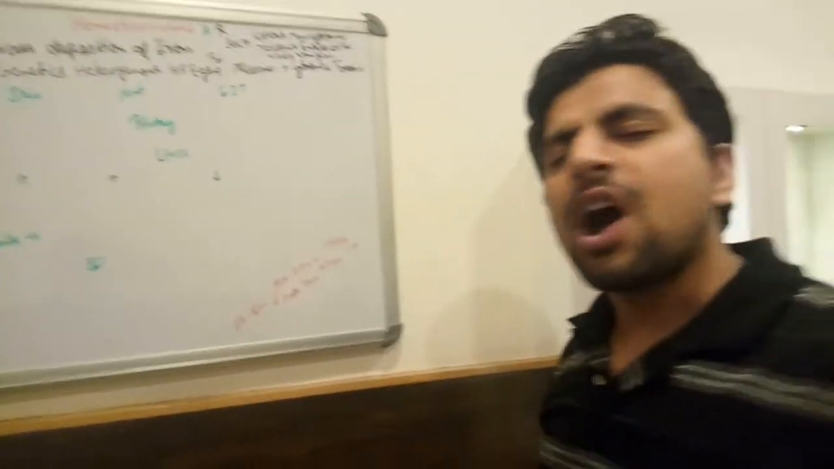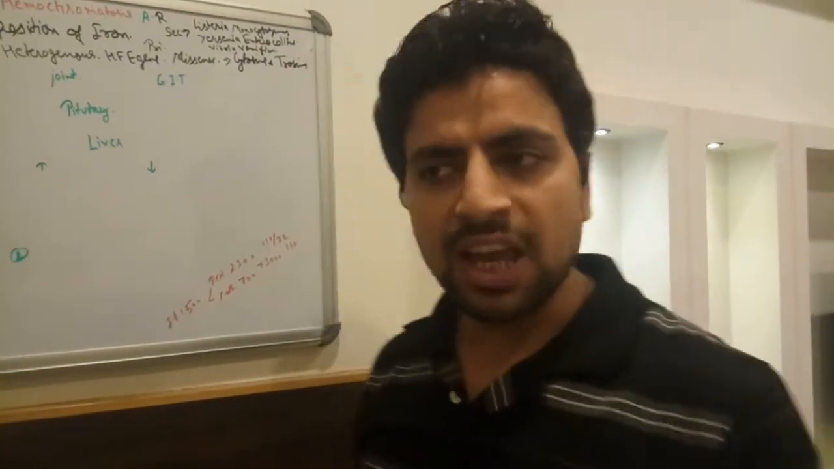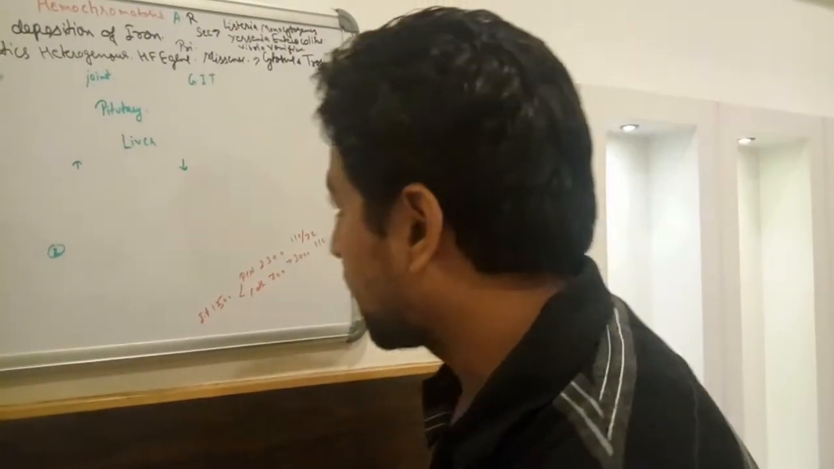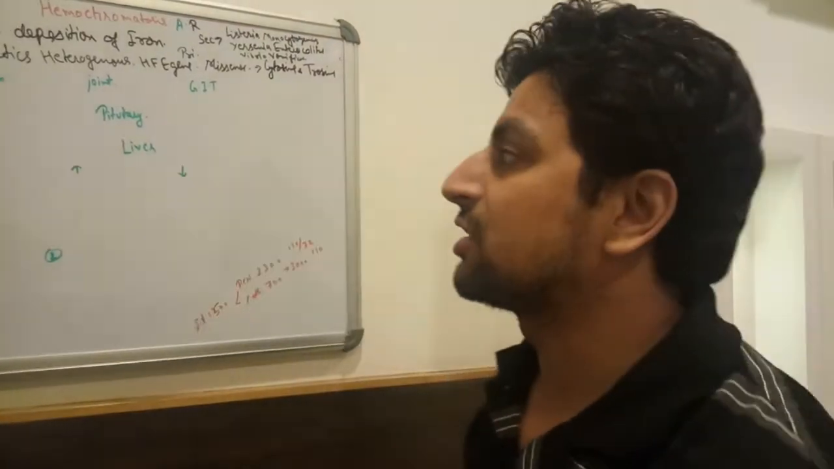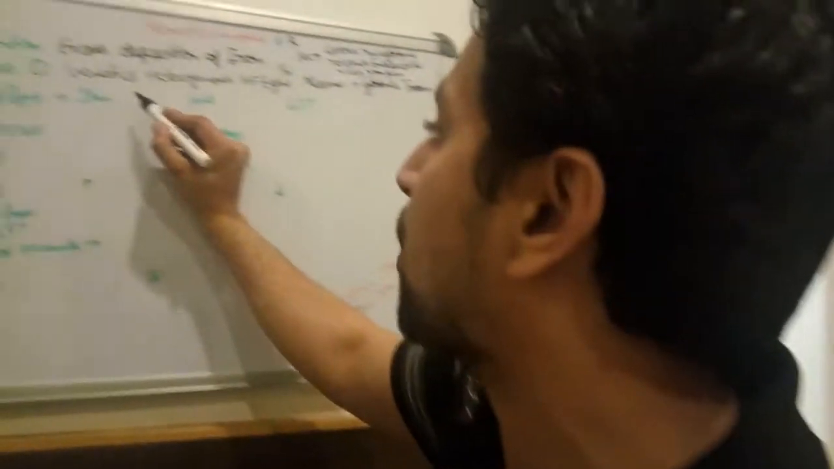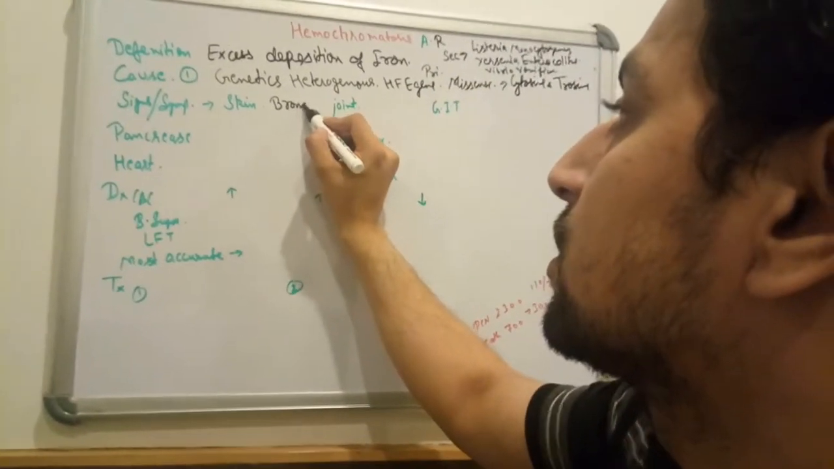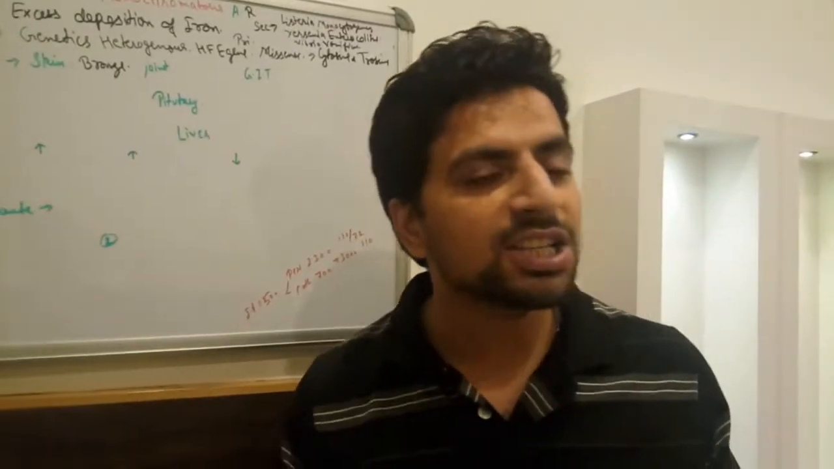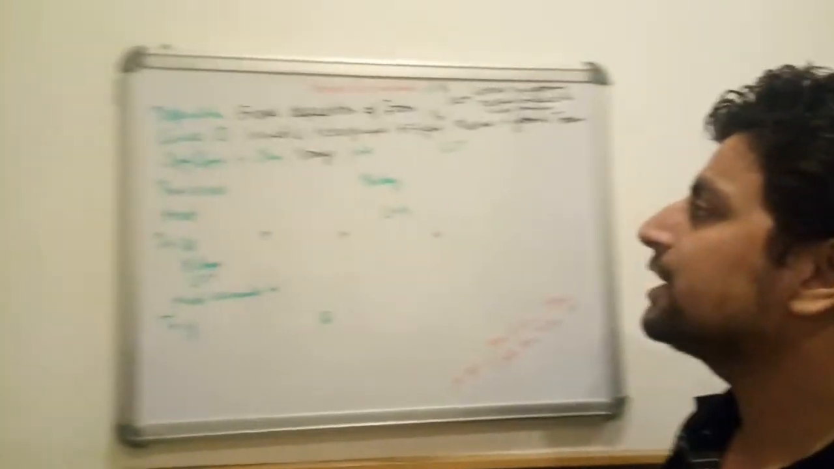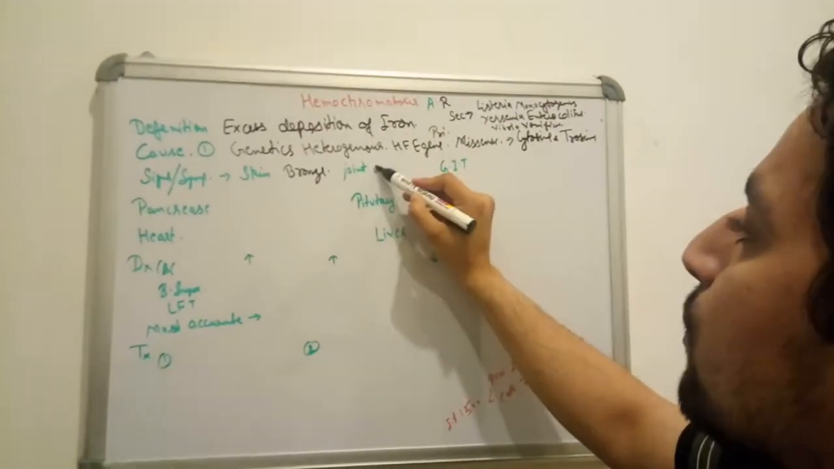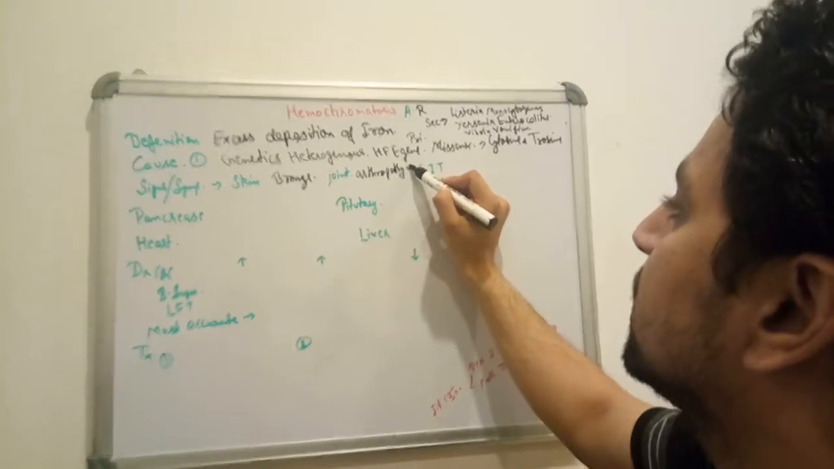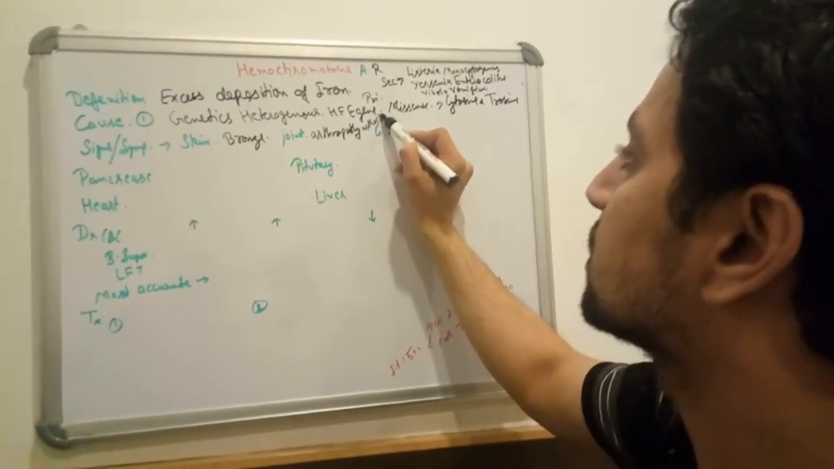Okay. Now, how to identify this disease, hemochromatosis? Yesterday, I saw a patient. He came, his color is bronze. So why bronze? Because there is accumulation of iron in his skin. That's why it's a bronze color skin. And in the joint, there is arthropathy. And it causes arthritis.